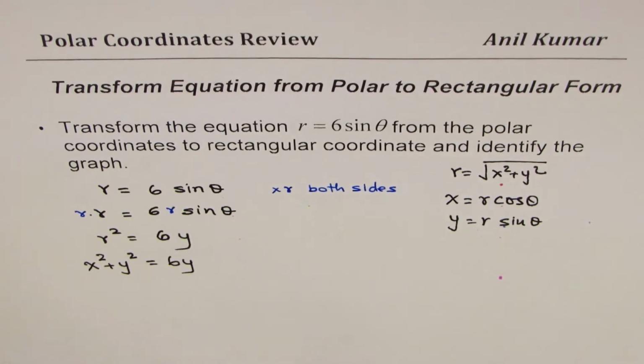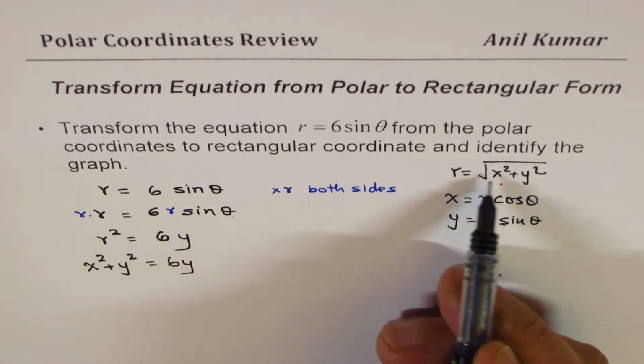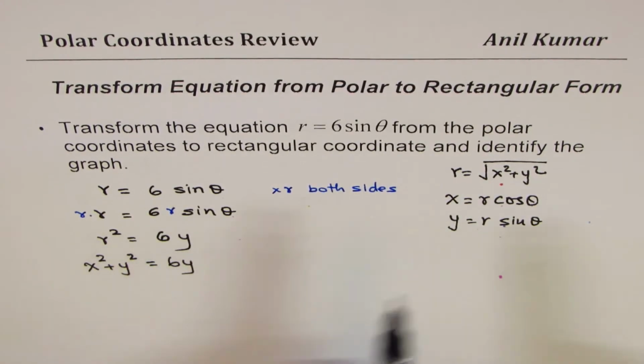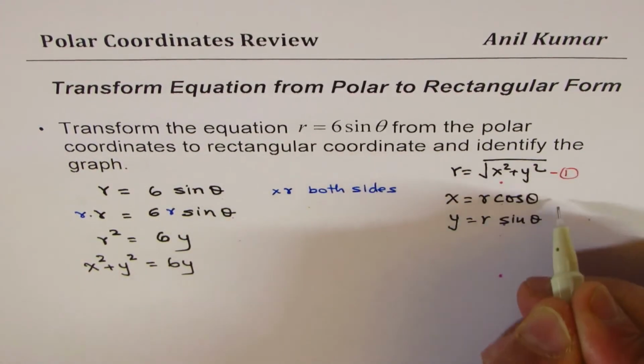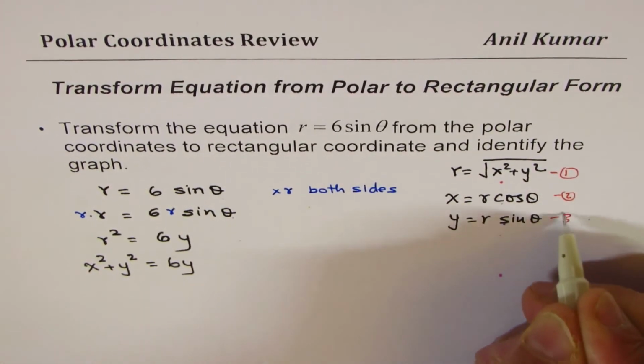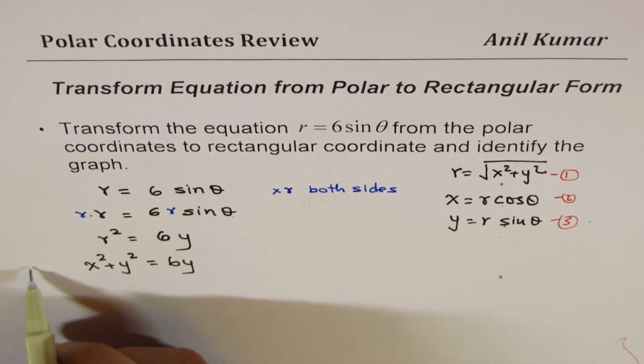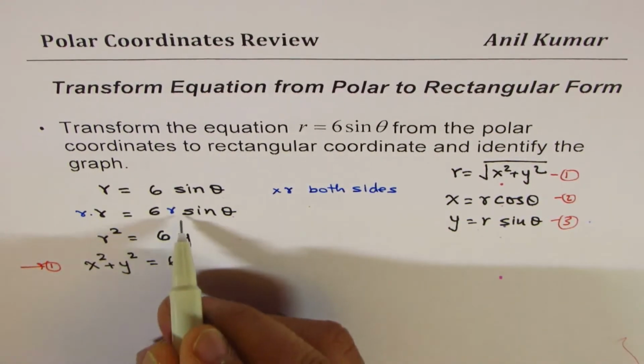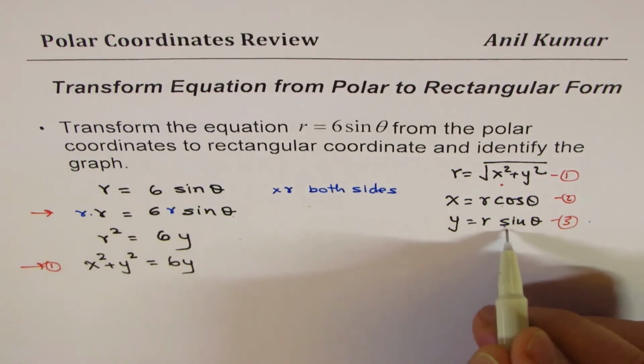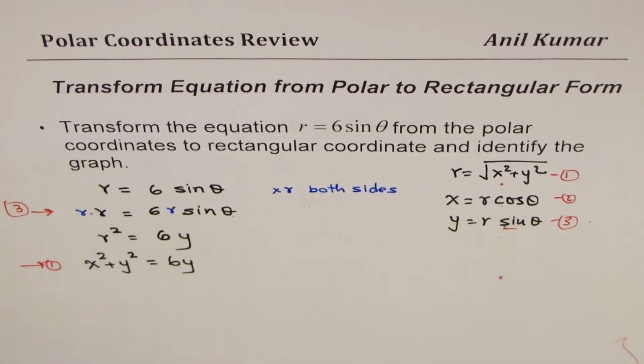Does that make sense to you? So I replaced r squared with x squared plus y squared. Let me call this my equation number 1, we call this 2 and this 3. So we substituted from 1, and this side we got from 3. Perfect. So that is how you get it.